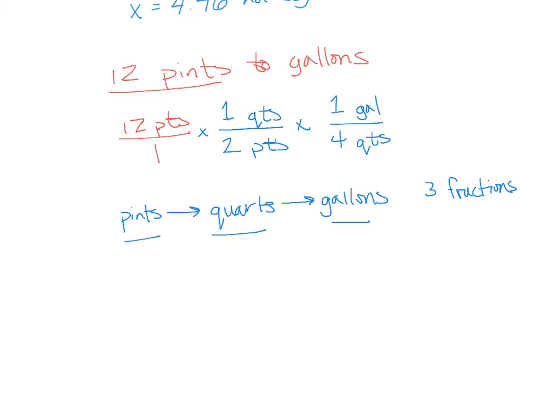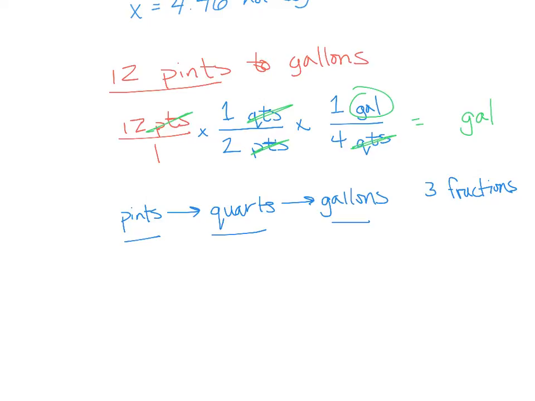All right, now we need to cancel. We can cancel the pints, and we can cancel the quarts. We are switching to gallons, so I'm left with gallons, and I can put gallons down here. Then I have to divide and multiply and all that good stuff.